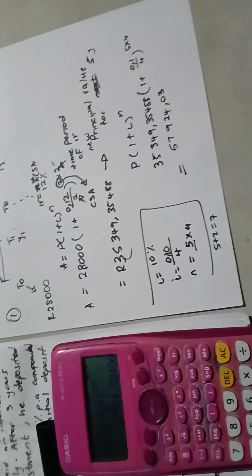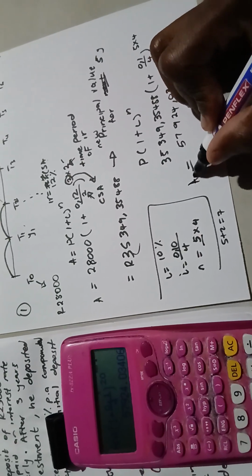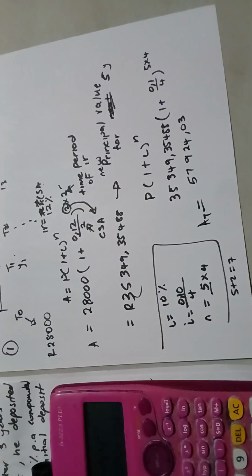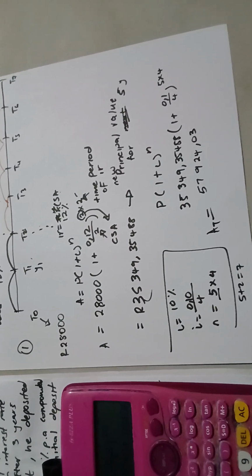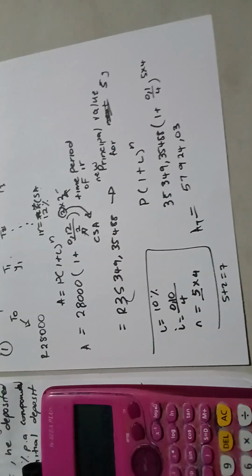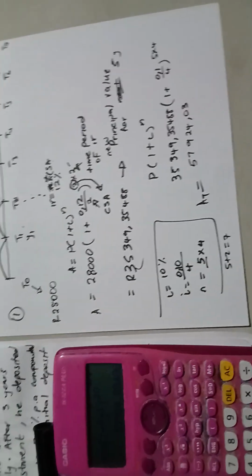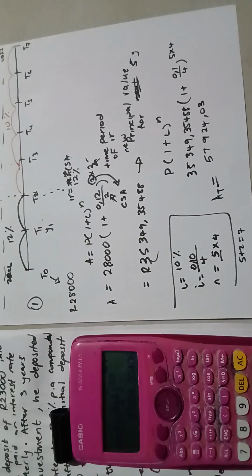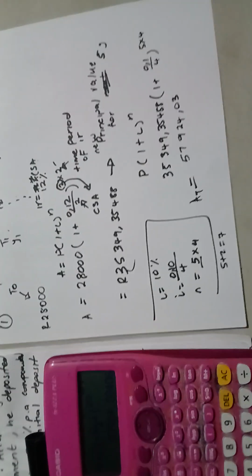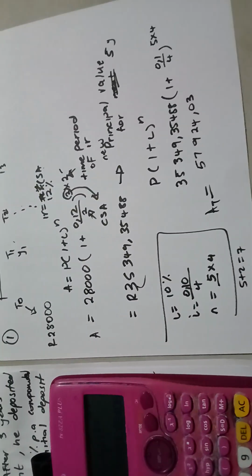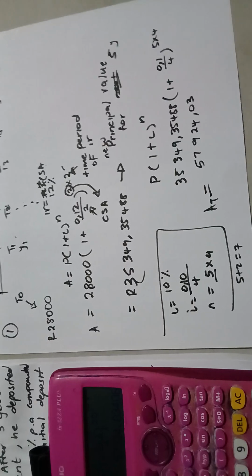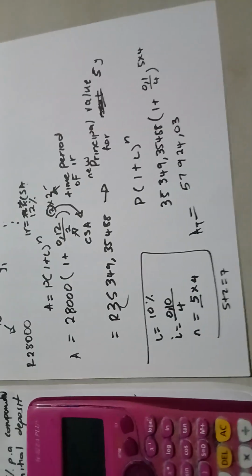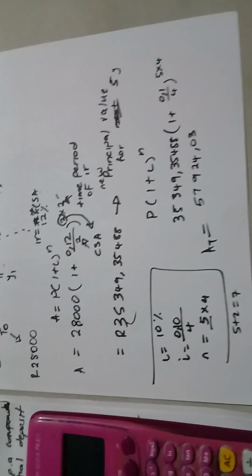So now at the end of 7 years, the money that Whitney will receive. Why am I saying Tshepiso? Okay. That Whitney will receive will be equals to 57,924 and 3 cents. So basically this is the total amount of money that Whitney will receive.